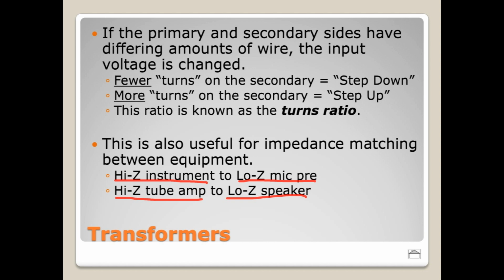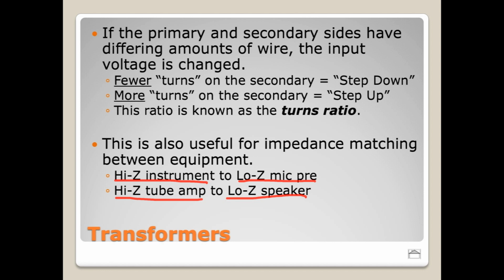And by introducing an output transformer between the power amp tubes and the loudspeakers, we can match those two together and create an effective relationship between the two where they can actually do their job. So those are a couple of examples there for impedance matching.